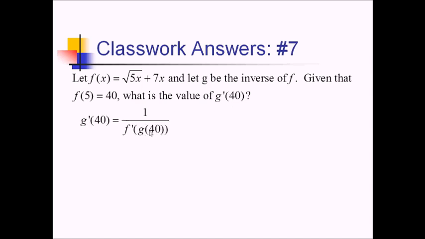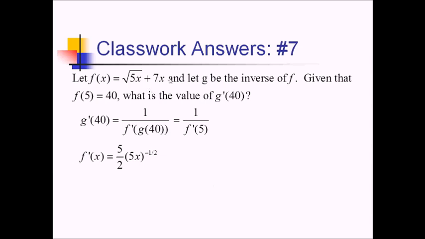And g of 40, that's the input to the f function when the output is 40. So that would be this input of 5. So we're really doing 1 over f prime of 5. All right, we have to figure out what f prime is doing. Here's f. To take its derivative, going term by term here, this is really 5x quantity to the 1/2. So this is going to be 1/2 times 5x to the negative 1/2 times a tail of 5. So we'll call that 5 halves, 5x to the negative 1/2.